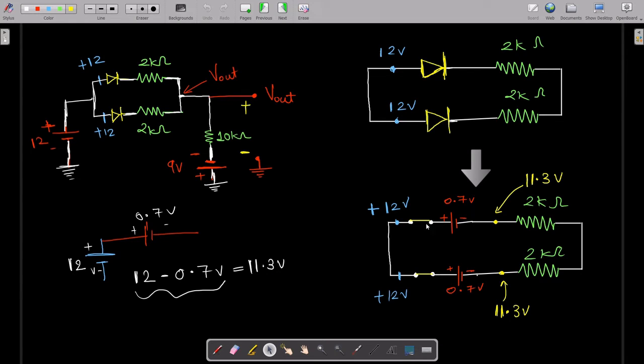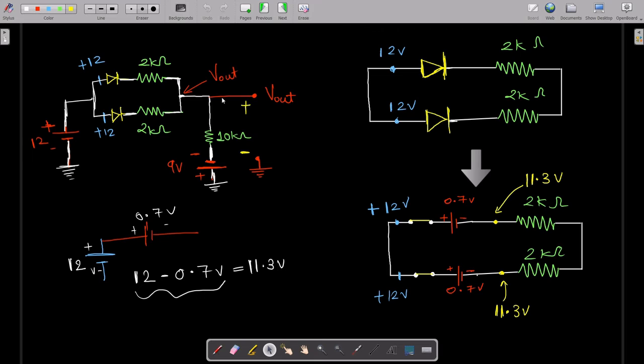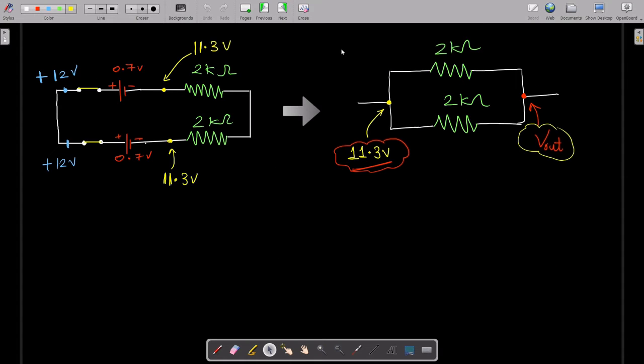So when this 12 volts moves towards this side, it loses 0.7 volts. Why? Because it is the depletion layer voltage of the diode, VD. That's why we are getting 11.3 volts on both sides of the resistors. For better understanding, we draw it this way, with 11.3 volts to this side. And if you look clearly, we are getting V out over here, which is constant. So we conclude that these two resistors are in parallel.